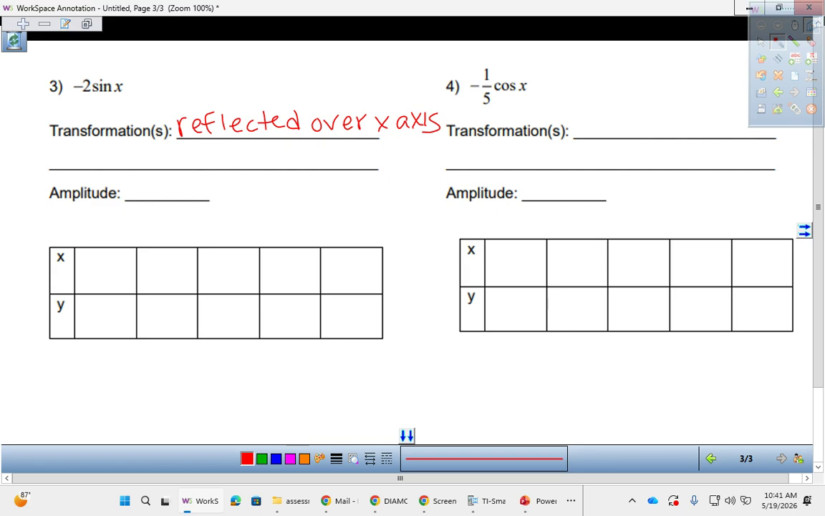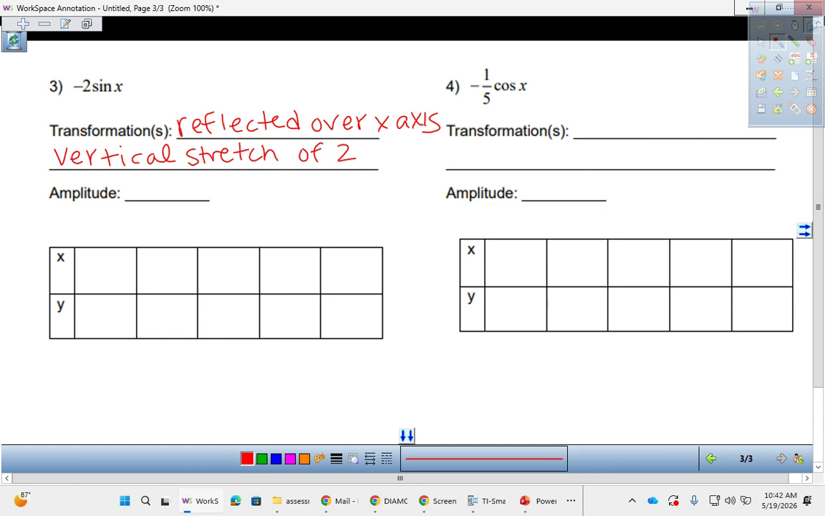The 2 is greater than 1. So that's going to cause a stretch, right? I'm looking at the negative does one thing, the 2 does something else. So this is a vertical stretch. I'm just going to say of 2. I don't have a lot of space there to put by a factor of 2, okay? What that means is the graph is going to get 2 times taller.